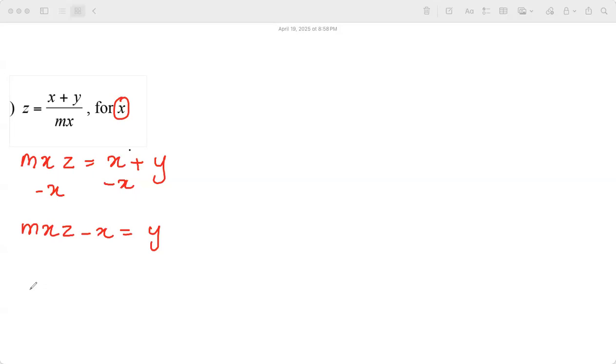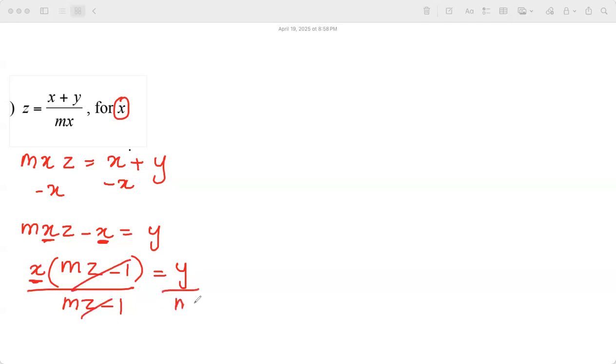After that, I think, wait, let me check. Distributive property, right? Yeah. x is common. So what happens inside? mz minus 1, will be equal to y. Now, how do I solve for x? x alone should stay on this side. So what should I do? Divide by mz minus 1 on both sides. Correct. x equal to y over mz minus 1. That's it. Clear? Yeah, I get it now.